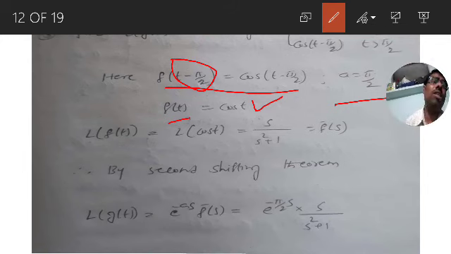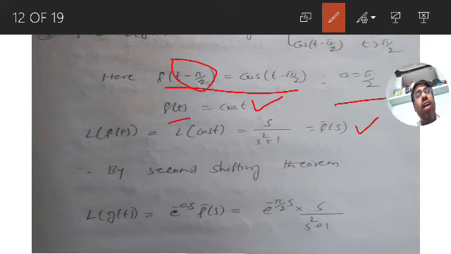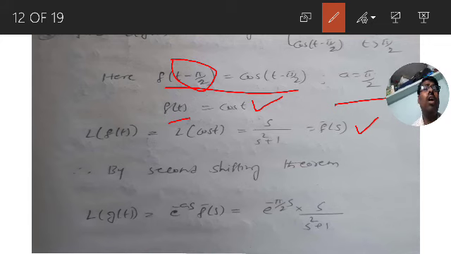What is the standard formula again? In every problem the formulas are coming, so that's why I said many times that you have to memorize all those formulas. Now L of cos at, what is it? It is s by s square plus a square. Now what is L of cos t? s by s square plus 1 square, that is 1. So f bar of s is s by s square plus 1.